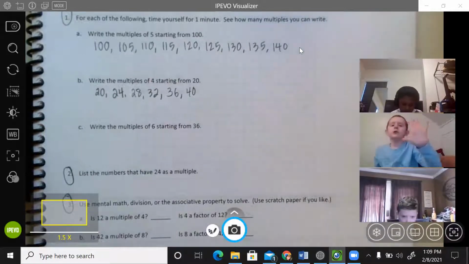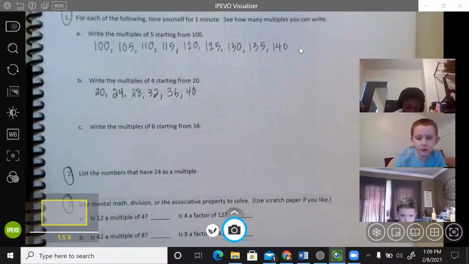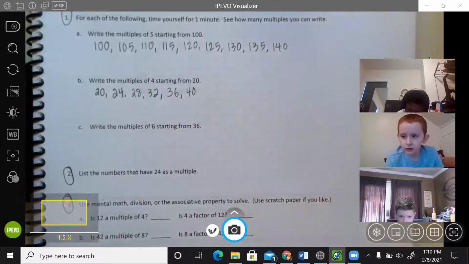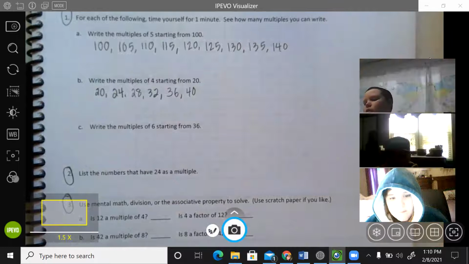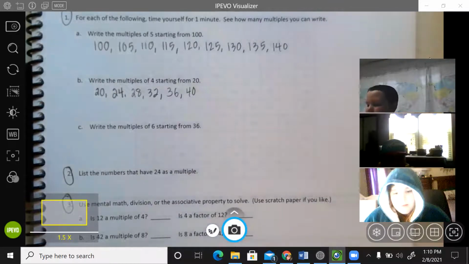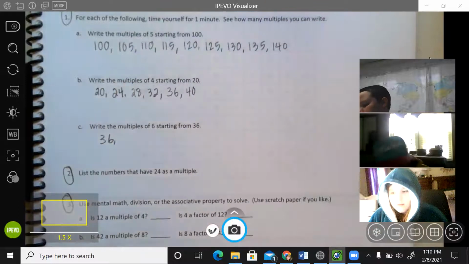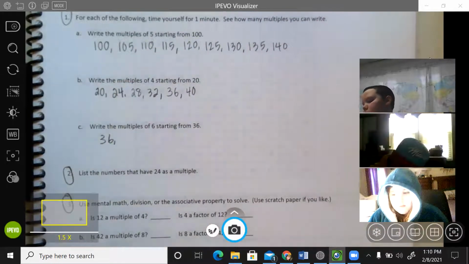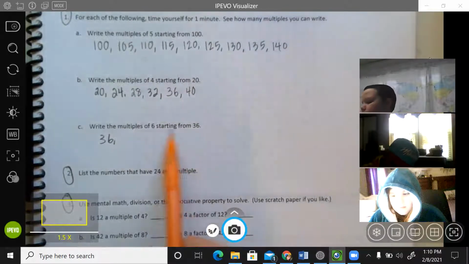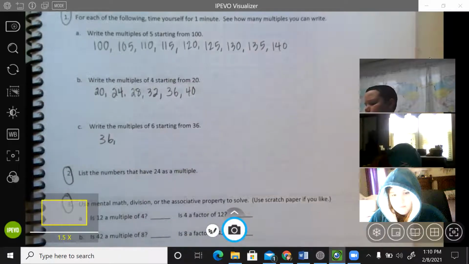Okay, Olivia, go ahead and unmute yourself and you're going to help me with letter C. Go ahead and read it for us. Write the multiples of 6 starting from 36. So what's the first number I'm going to write down? 36. Okay. Now, we have 2 different strategies we can use here. One, you can either count up by 6, or you could also think 6 times what gives you 36, Olivia?